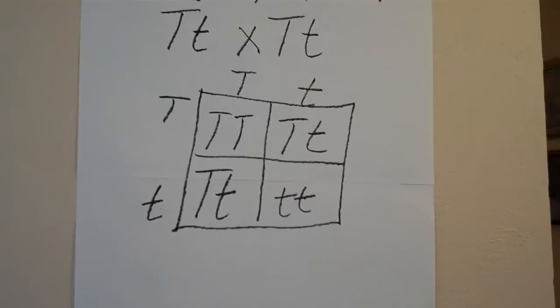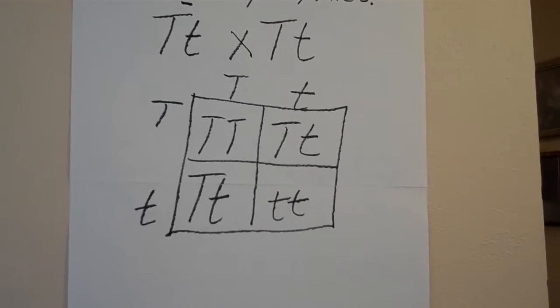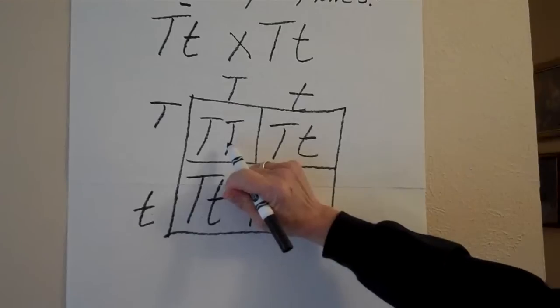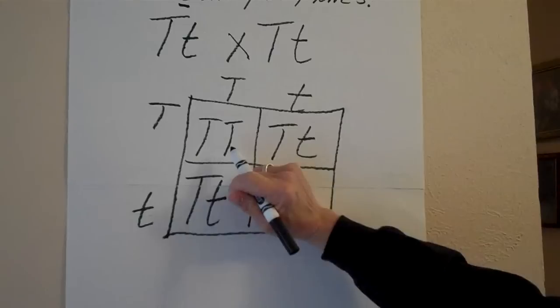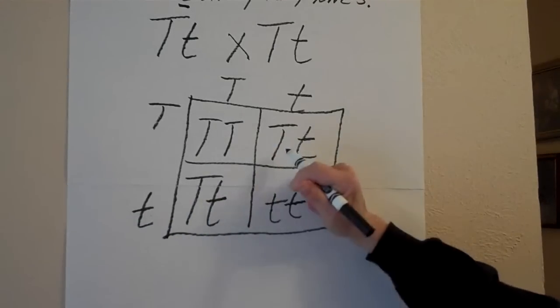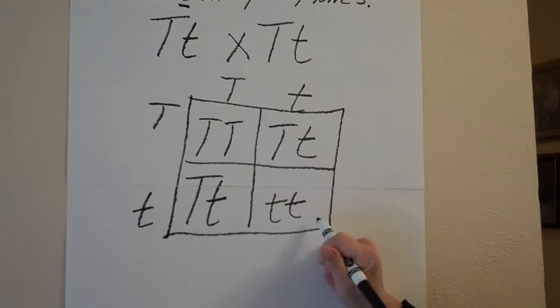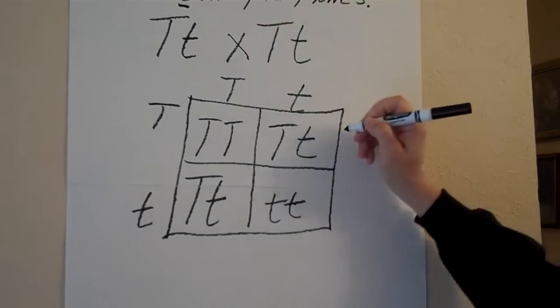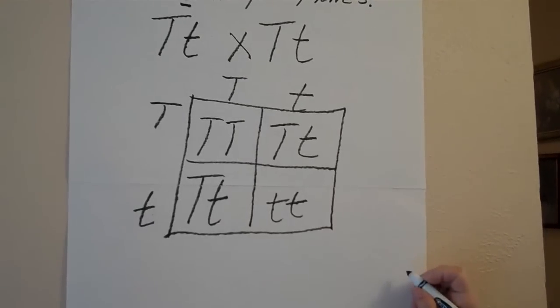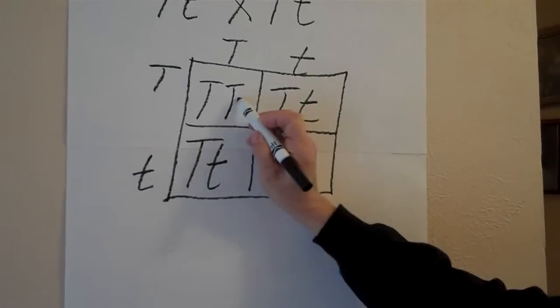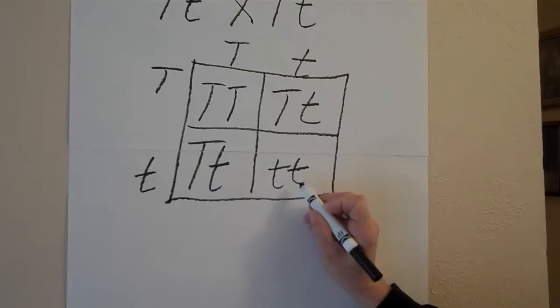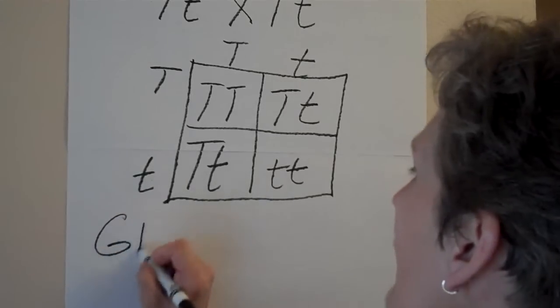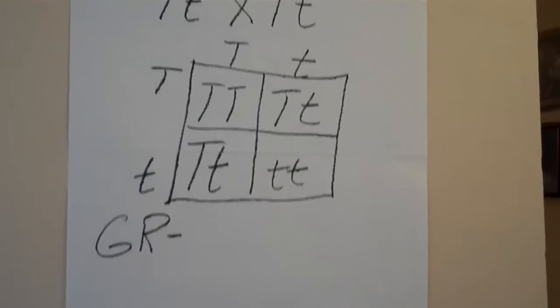Then we need to evaluate our cross for our genotypic ratio. We want to be sure that we count all the different genotypes. If you will notice, we have one that's homozygous dominant, we have two that are heterozygous, and we have one that is homozygous recessive. This will always be the outcome of a heterozygous by heterozygous monohybrid cross. You will always get a genotypic ratio of 1 to 2 to 1. Always. Let's figure out how to write that down so it makes sense to everyone who looks at it.